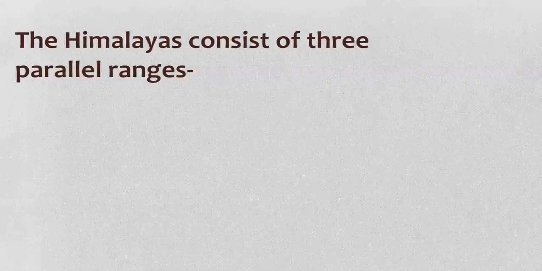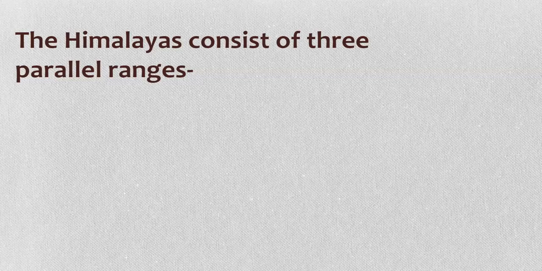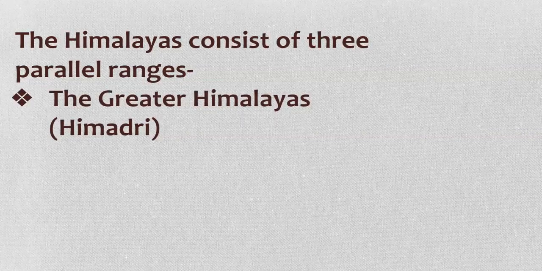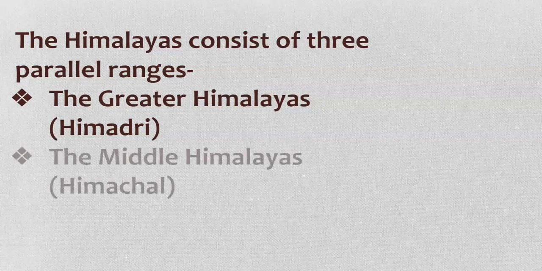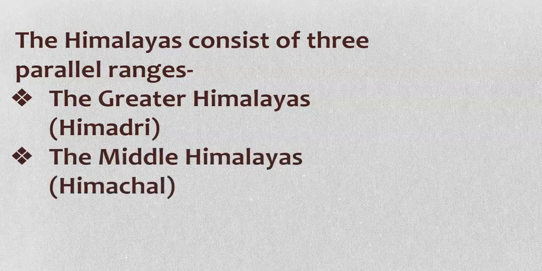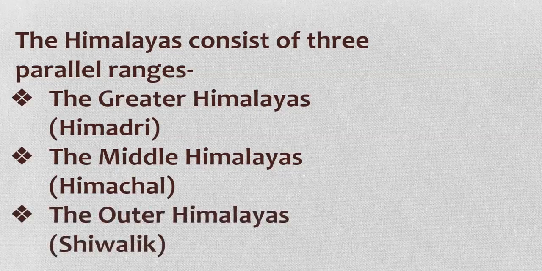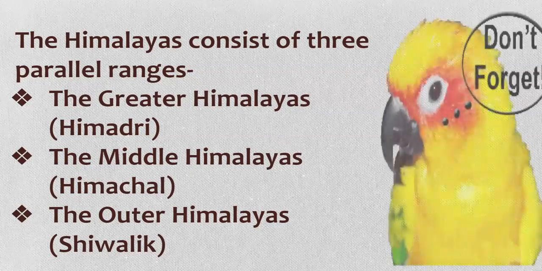Now, let's move further. The Himalayas consist of three parallel ranges: the Greater Himalayas, which are also known as Himadri, the Middle Himalayas, which are also known as Himachal, and the Outer Himalayas, known as Shivalik.